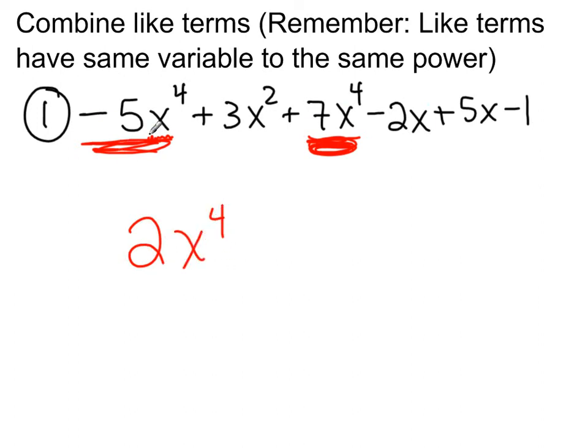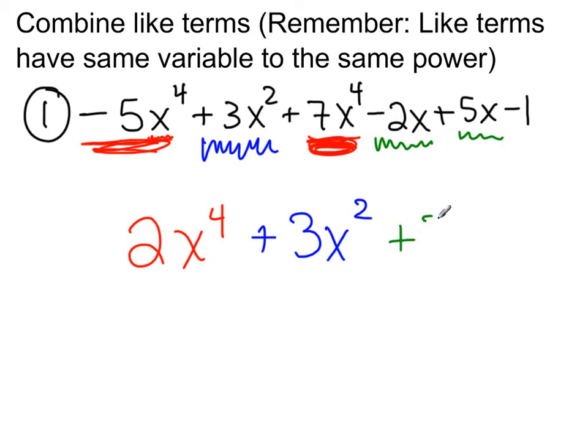So we combine the coefficients when we combine like terms, because we're adding them. And now we'll continue on. We have an x squared. Is there any others? Nope, so we'll just leave it alone. Can't combine it with anything else. Continue on. We have a negative 2x and a 5x, which gives us positive 3x. And then last but not least is negative 1.